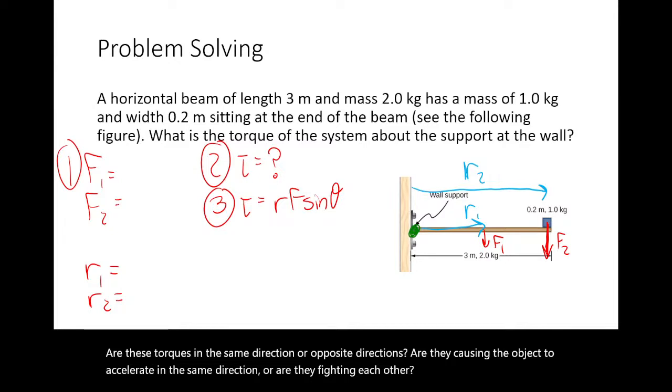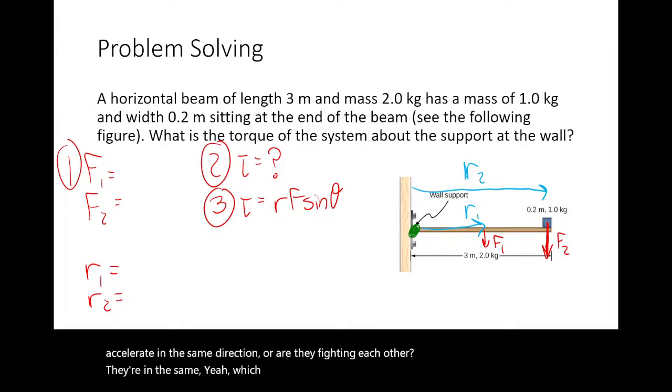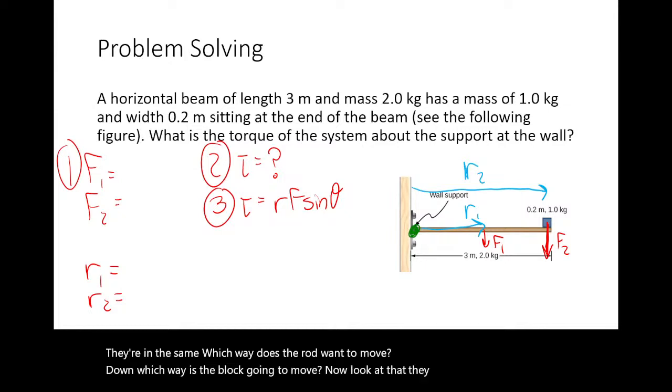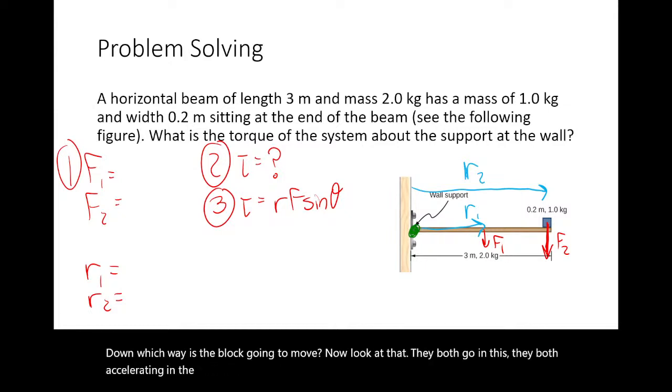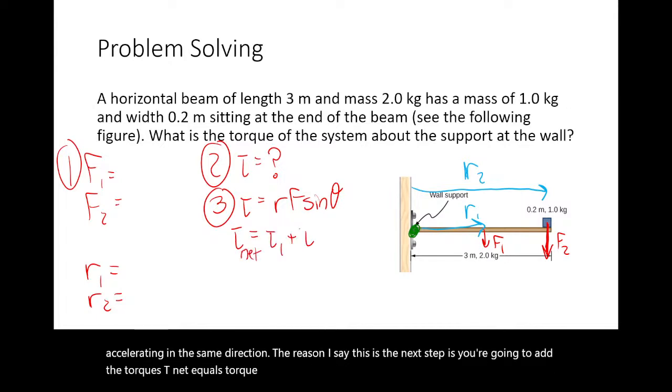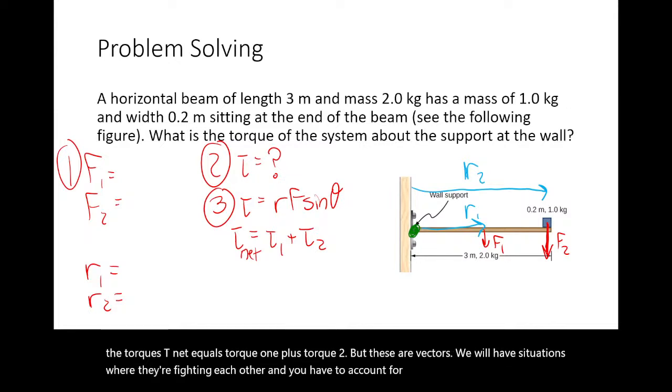They're in the same direction. Yeah. Which way does the rod want to move? Down. Which way does the block want to move? Down. Look at that. They're both accelerating in the same direction. The reason I say this is the next step is you're going to add the torques. Net torque equals torque 1 plus torque 2. But these are vectors. We will have situations where they're fighting each other, and you have to account for that. All right, try it out, y'all.